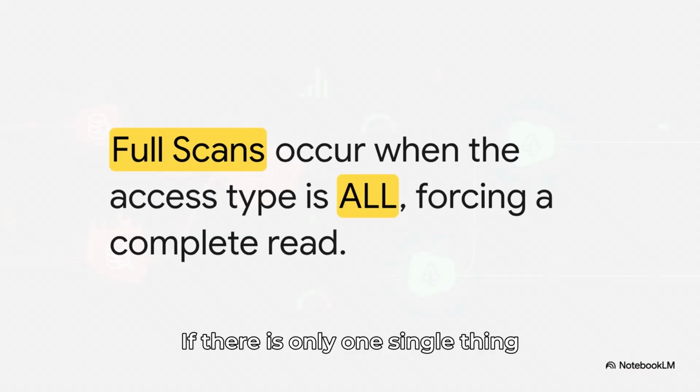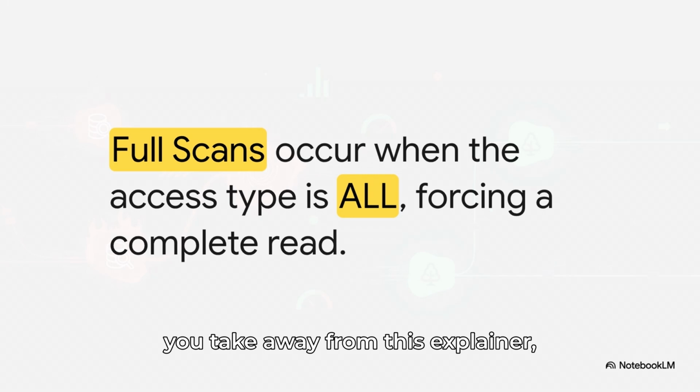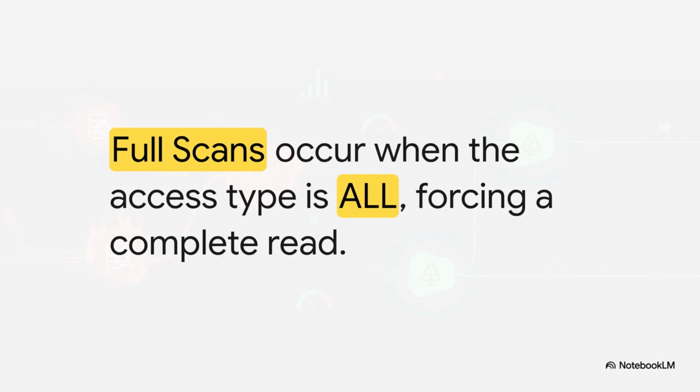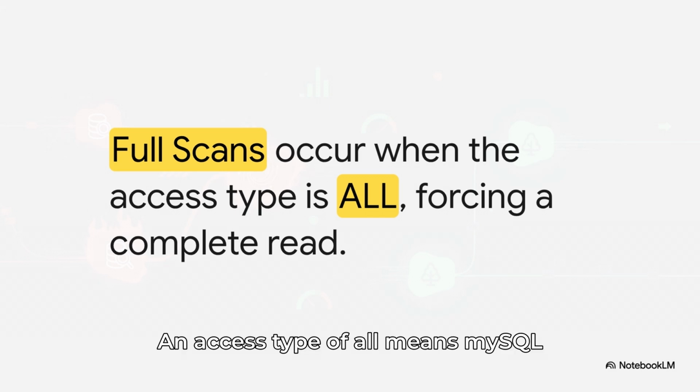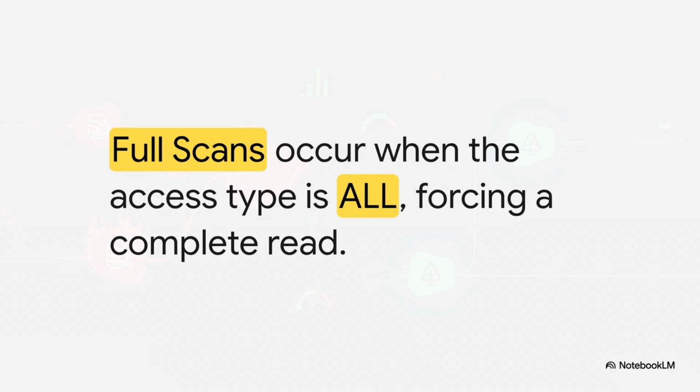If there is only one single thing you take away from this explainer, let it be this. Beware the full table scan. When you're looking at your Visual Explain node, check the access type field. If it says ALL, you've found your culprit. An access type of ALL means MySQL literally had to check every single row in the entire table. It's like trying to find a specific book in a giant library, but instead of using the catalog system, you're forced to walk down every aisle and check every single book on every single shelf, one by one.